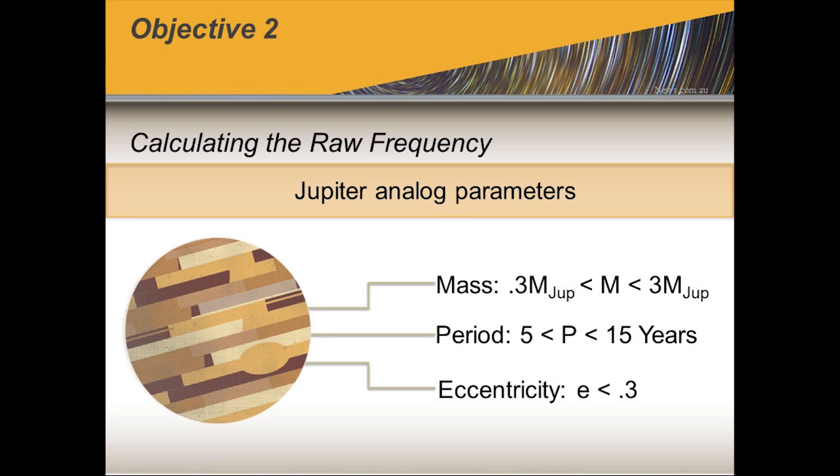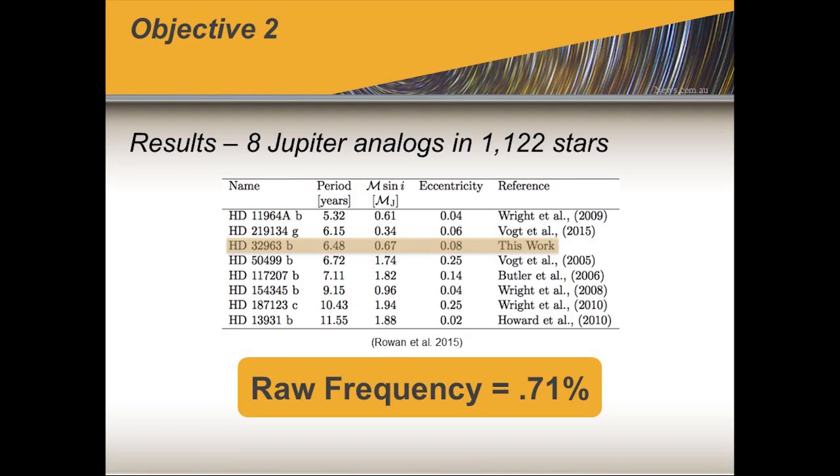I first created a script in the systemic console using the R language to detect and constrain Jupiter analogs. The script would first create periodograms for every star in the sample, isolate low false alarm probabilities, and restrict for Jupiter analog parameters. I then visually verified the best fit solutions. The result of this process was 8 Jupiter analogs within the 1,122 stars, including the planet from Objective 1. The resulting raw frequency is 0.71%.